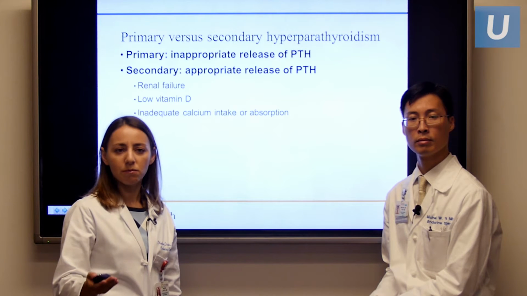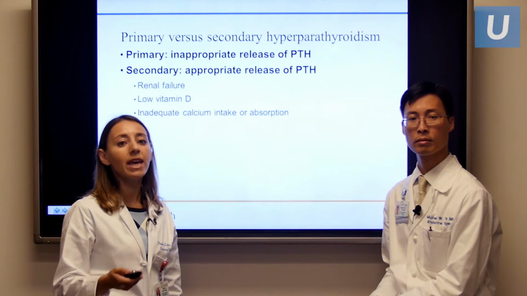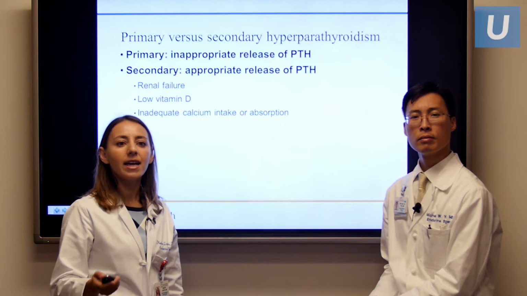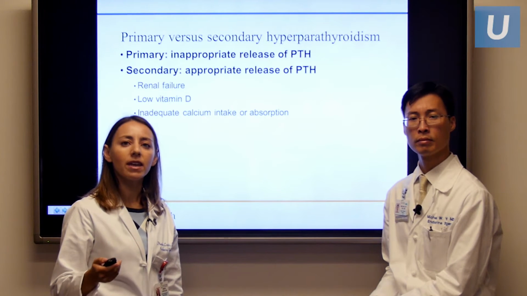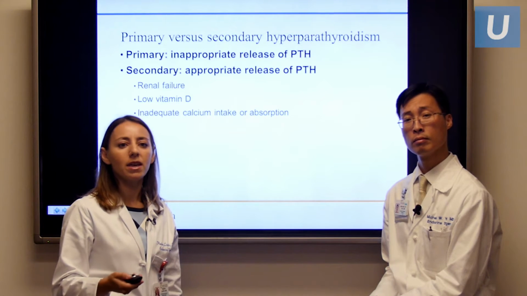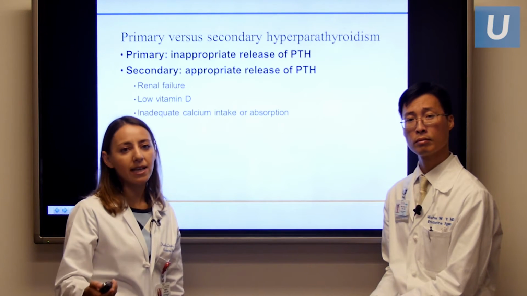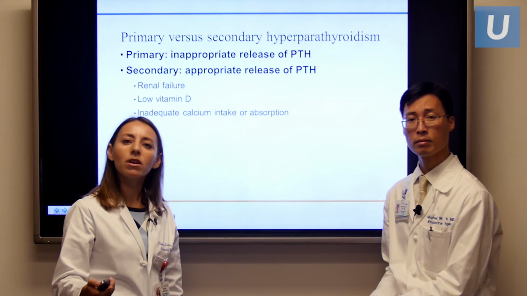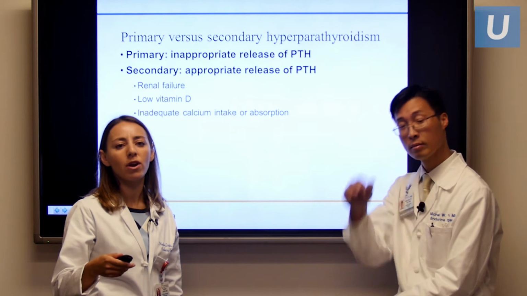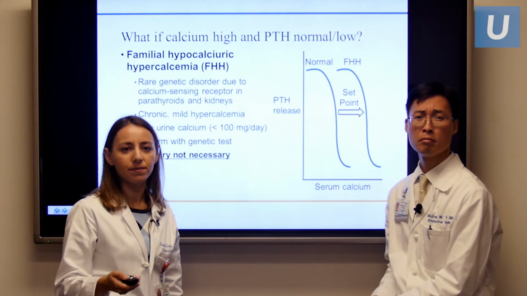Now let's talk briefly about primary versus secondary hyperparathyroidism. Primary, which is what most patients will have, is when you have an inappropriate release of PTH from the parathyroid glands. Secondary is when the PTH is elevated, but it's appropriately so. It's responding to something, which would be an inadequate calcium intake, low vitamin D, renal failure, something that lowers your calcium, lowers your vitamin D, and your PTH is trying to appropriately respond.